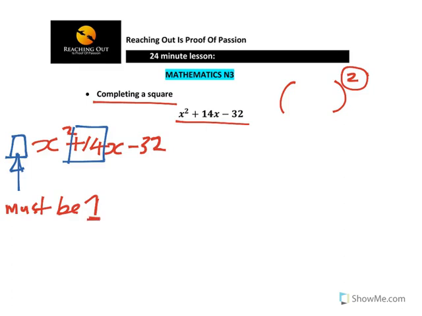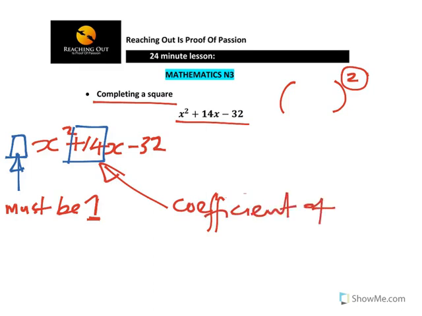Always. And then this number, we call it the coefficient of x. So this number, the coefficient of x squared, must always be 1. If the number is not a 1, I'll show you the trick on what to do so that you can make it a 1. But this one doesn't matter, it's just the coefficient of x. It can be any number, but it is the number that we're going to use when we are completing a square.